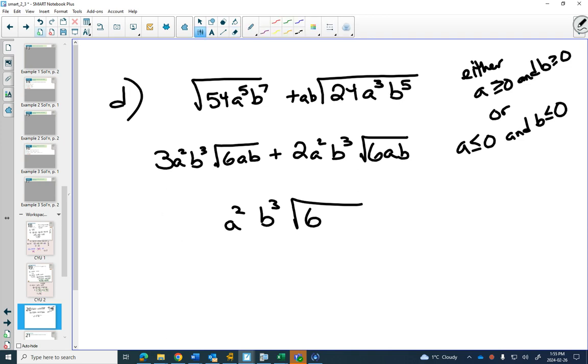And these are like terms. So 2 of them plus 3 of them will give me 5 of them, leaving me with the square root of 6ab.